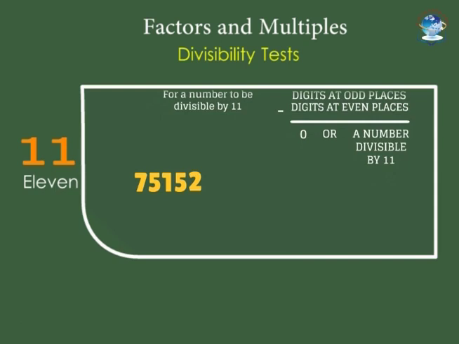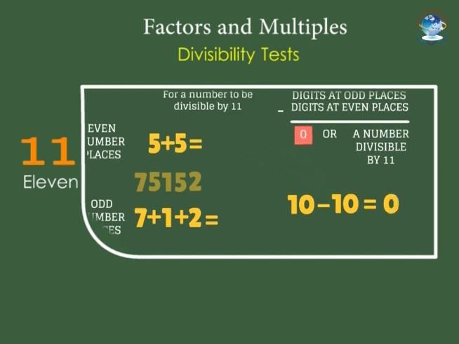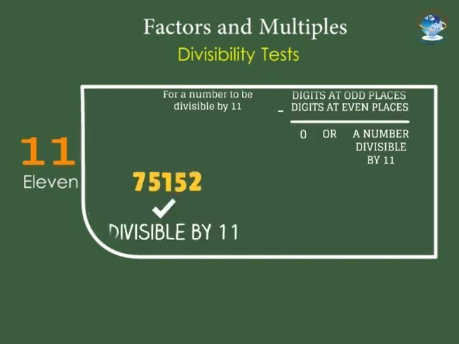Take 75,152. The sum of digits in odd number places is 2 plus 1 plus 7, which is 10. The sum of digits at even number places is 5 plus 5, which again is 10. The difference is 0. And so the number 75,152 is divisible by 11.